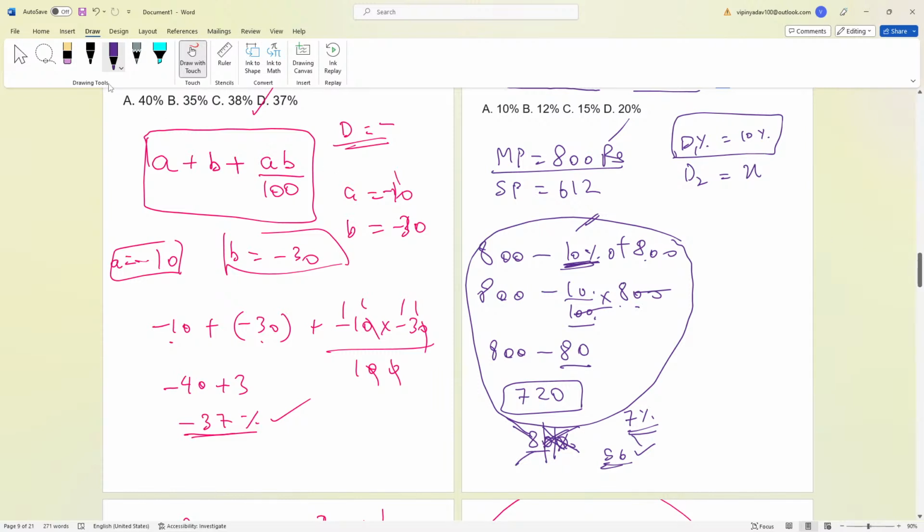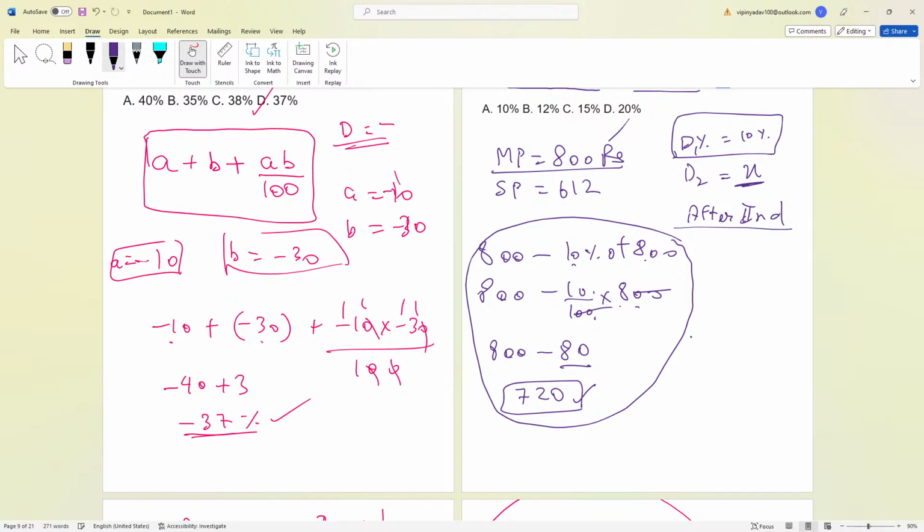So this is just the description I'm writing so that you can understand the basic concept behind this, because the basic concept is very much necessary. If you are stuck anywhere and not able to apply the shortcut, definitely you will be able to solve by this method. Now this is the amount after the first discount. So after the second discount, let us see.